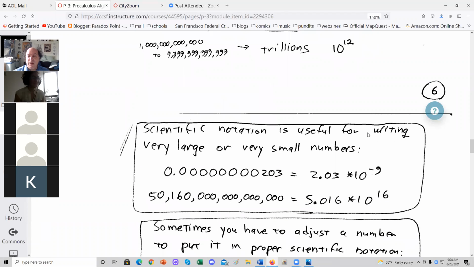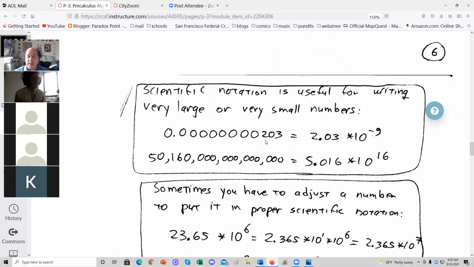Now, scientific notation is useful for writing very large or very small numbers because in science you get those numbers a lot. It's a way to avoid the danger of writing too few or too many zeros, which would be a serious error.